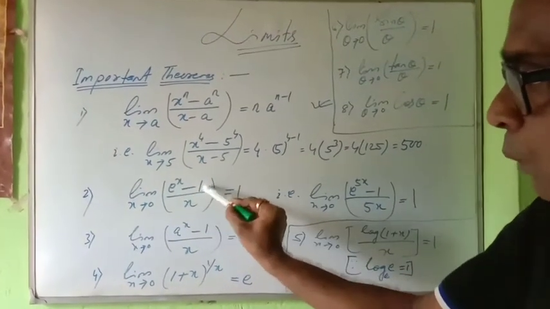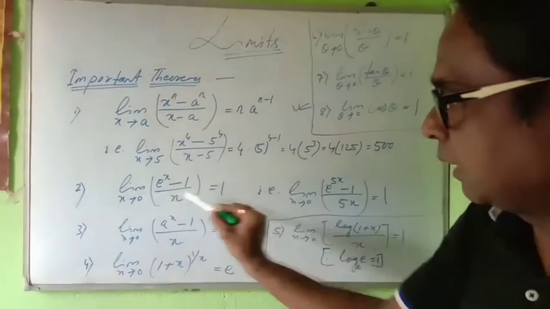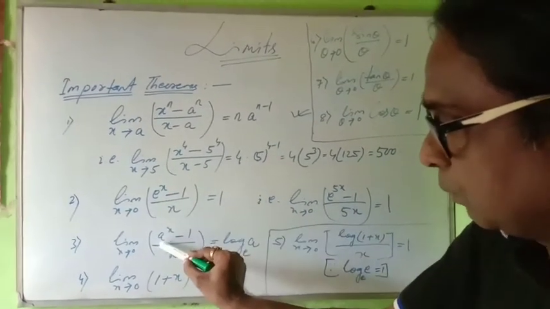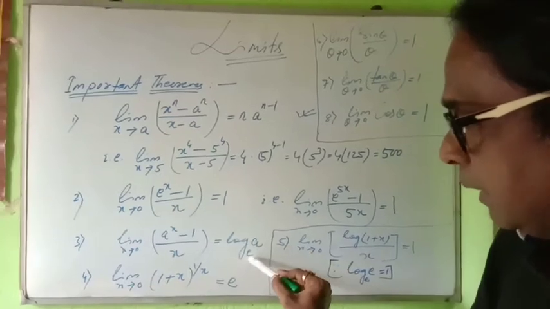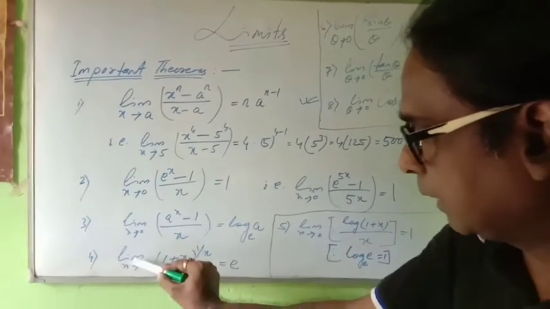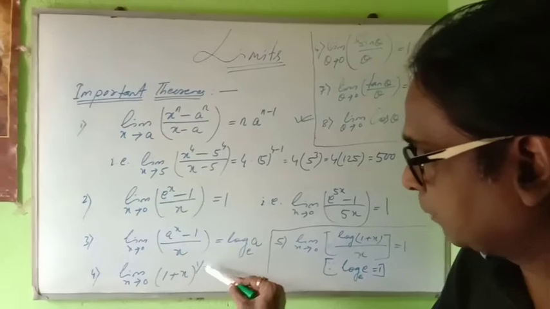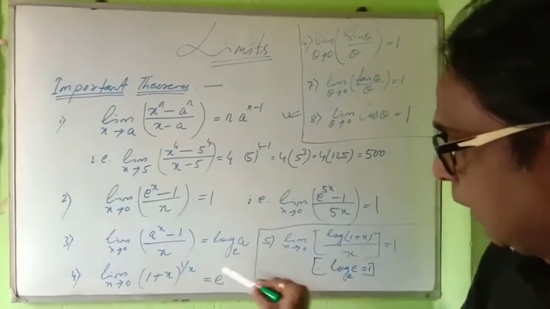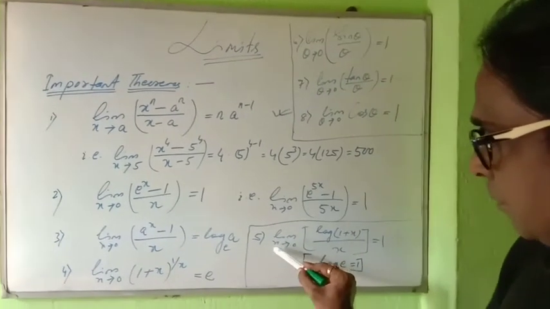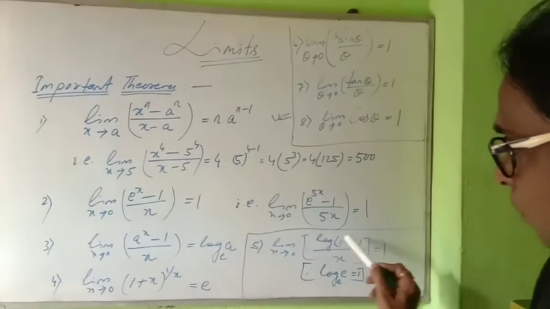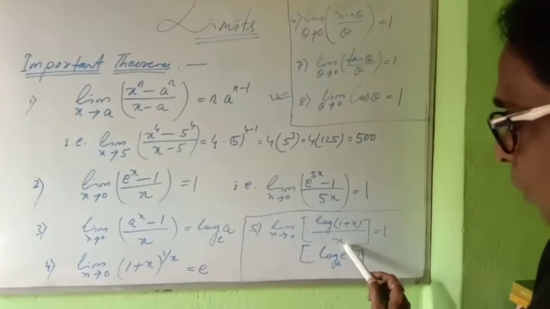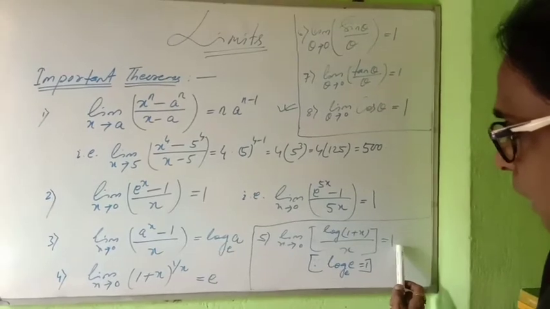Limit x tends to 0, (e to the power x minus 1) by x, the answer is 1. If it is a to the power x, the answer will be log a base e. And limit x tends to 0, (1 plus x) whole to the power 1 by x, the answer is e. Same as that, limit x tends to 0, log of (1 plus x) by x, the answer will be 1. These are the formulas required.